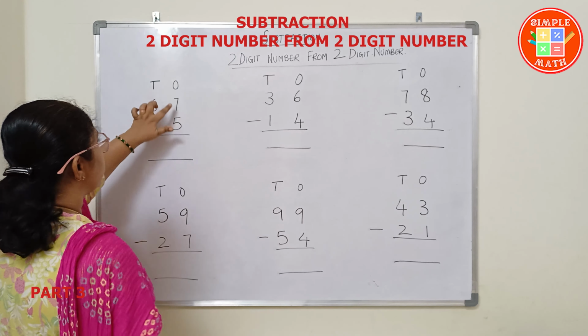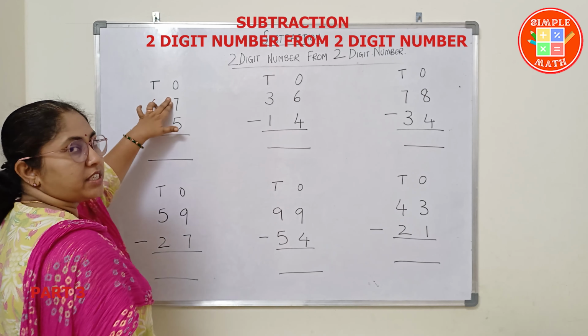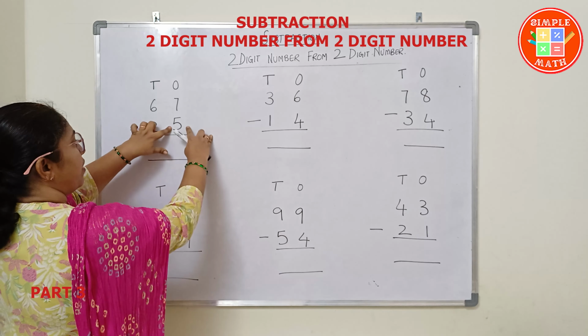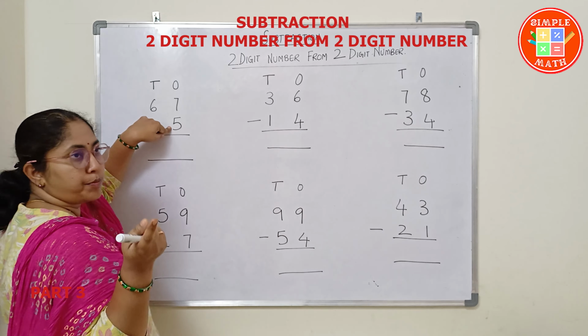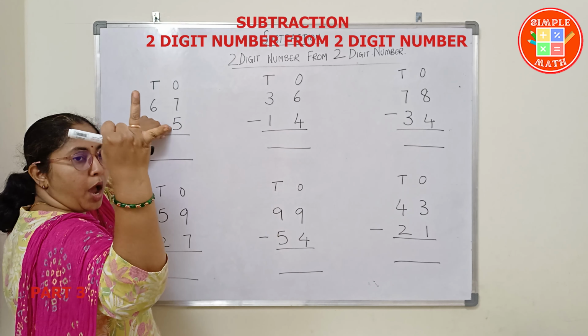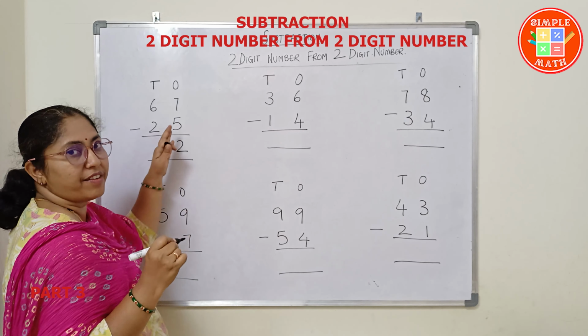Here the ones column is marked and the tens column is marked. In subtraction, we always start subtracting from the ones column. So 7 minus 5. Keep 5 in your mind, the small number. Count after 5: 6, 7. How many fingers did you get? 2. Write the answer 2 here in the ones column.